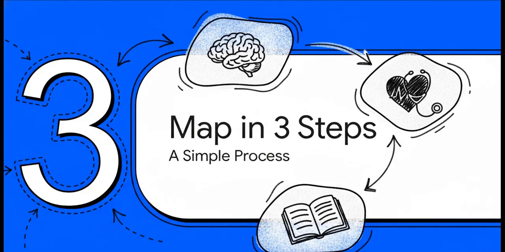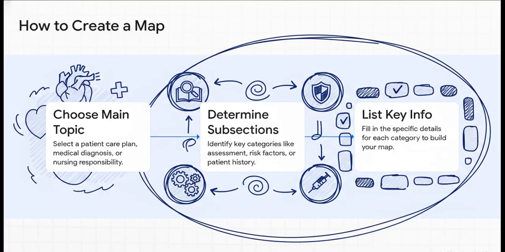Ready to build one? I promise, it is so much easier than it looks. Let's break it down into just 3 simple, straightforward steps. Okay, here we go. Step 1, choose your main topic. This is usually going to be a big diagnosis, like heart failure. Step 2, you branch out with your main categories, and we'll talk about the key ones to use in a second. And step 3, you just fill in the key details under each branch. That's it. Let's do one together right now.